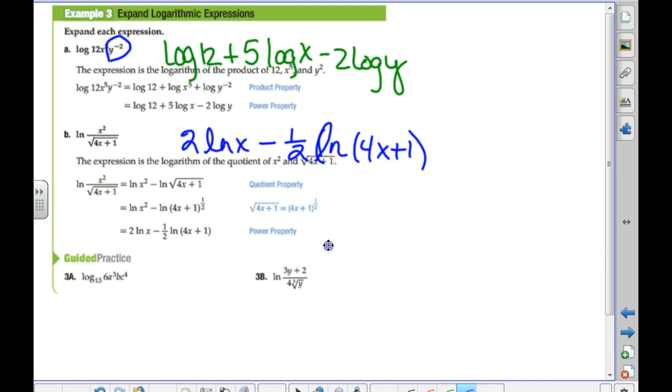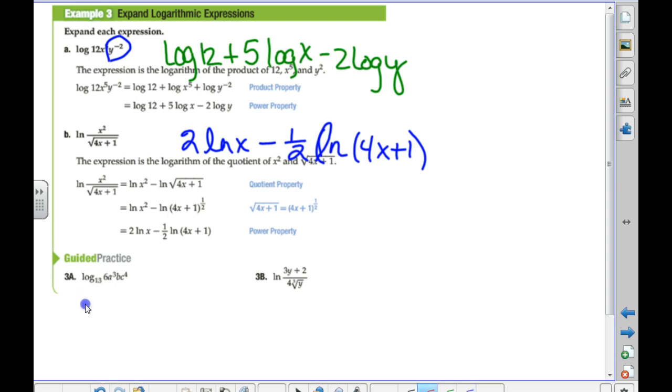Yes? For part A, the expanded equation, we had to condense it. Is it okay if we did that instead of in the denominator, put it as a negative? I would prefer you wrote it in the denominator. Okay, good question, though.